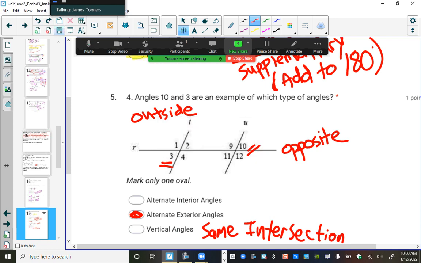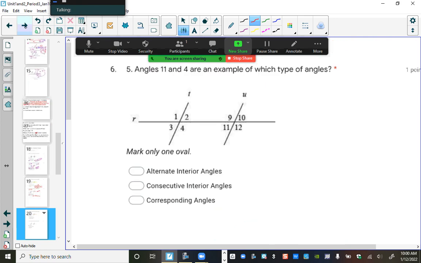Again, these angle relationships are going to be key because in a little bit we're going to talk about the relationship of angle measures. Because that's going to help us determine, if we have this angle measure, we can get all the others. What about 11 and 4? Here's 11, there's 4. It's going to tell us what type of angles we have between 11 and 4.